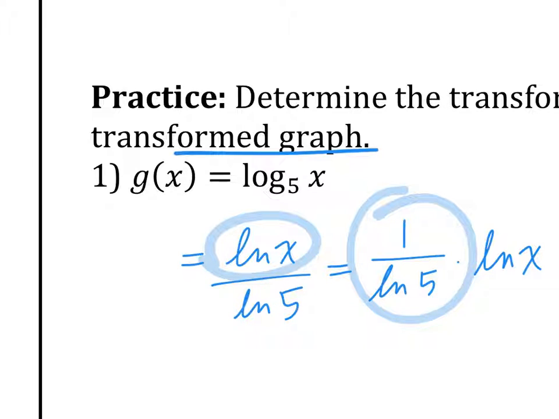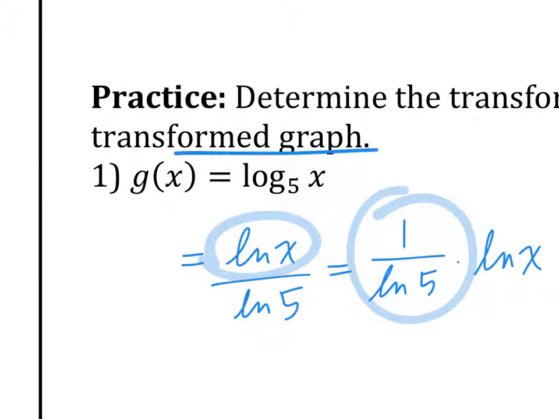Stretch and compress of what kind? Vertical or horizontal? How many people say vertical? How many people say horizontal? We're not sure. Talk to your partner. It definitely has to do with vertical or horizontal because it's multiplication. The question is which one? How many people think vertical? How many people say horizontal? Okay, the answer is vertical because it's multiplied on the outside of the function.